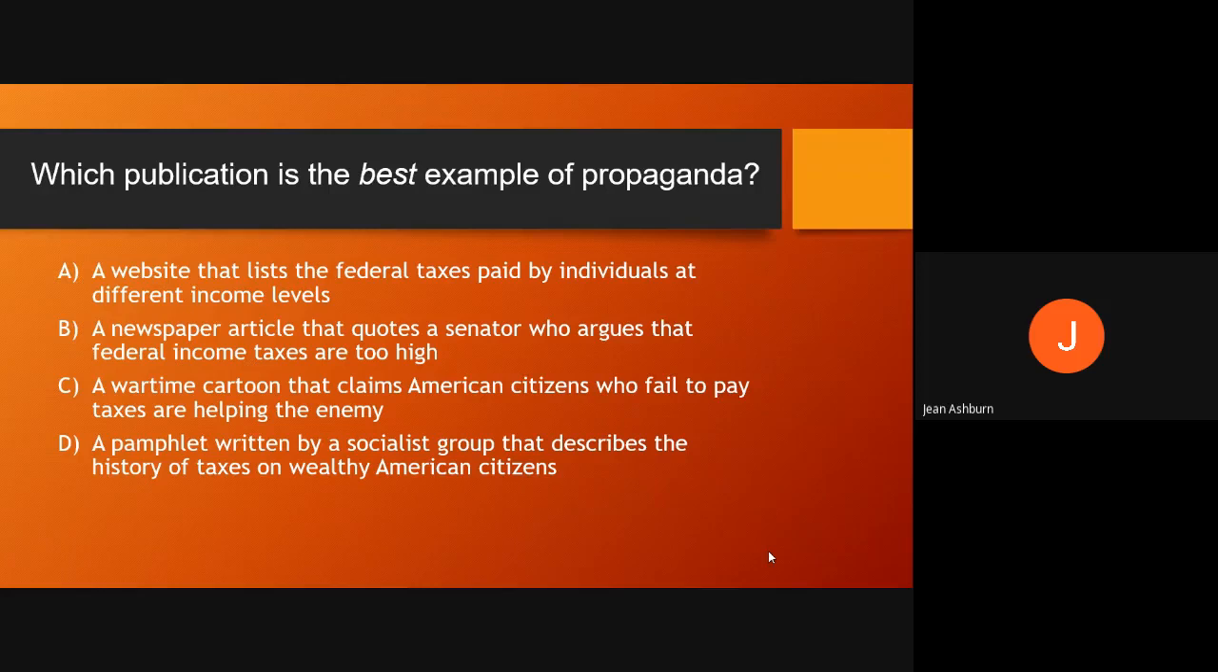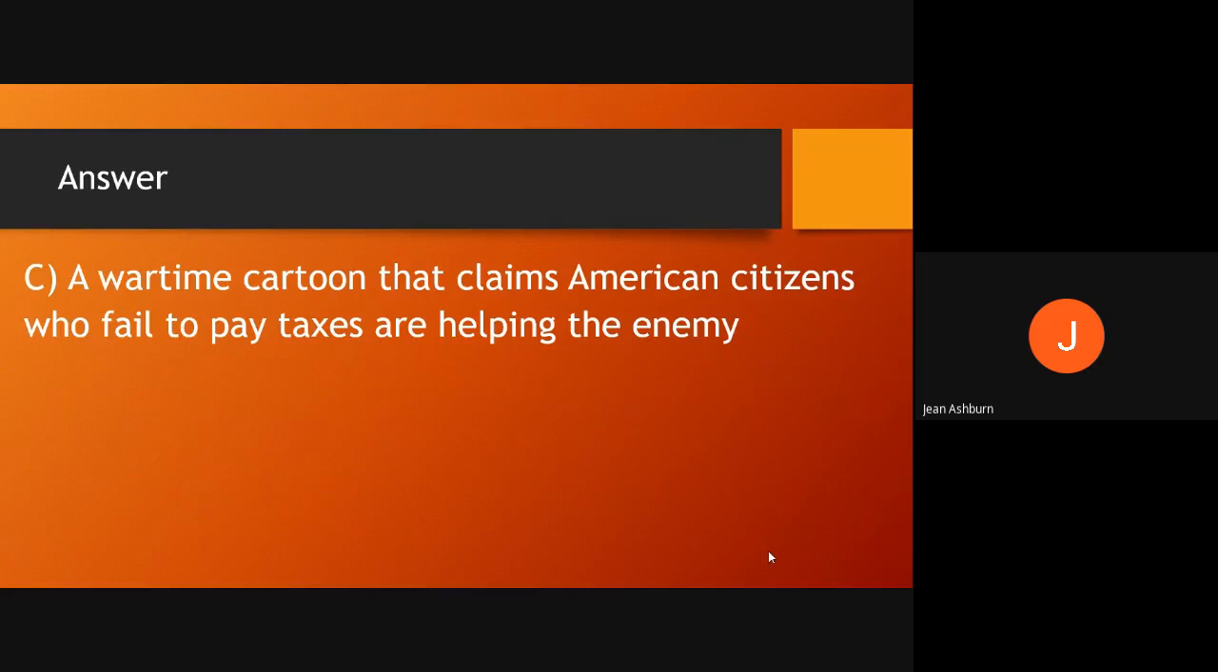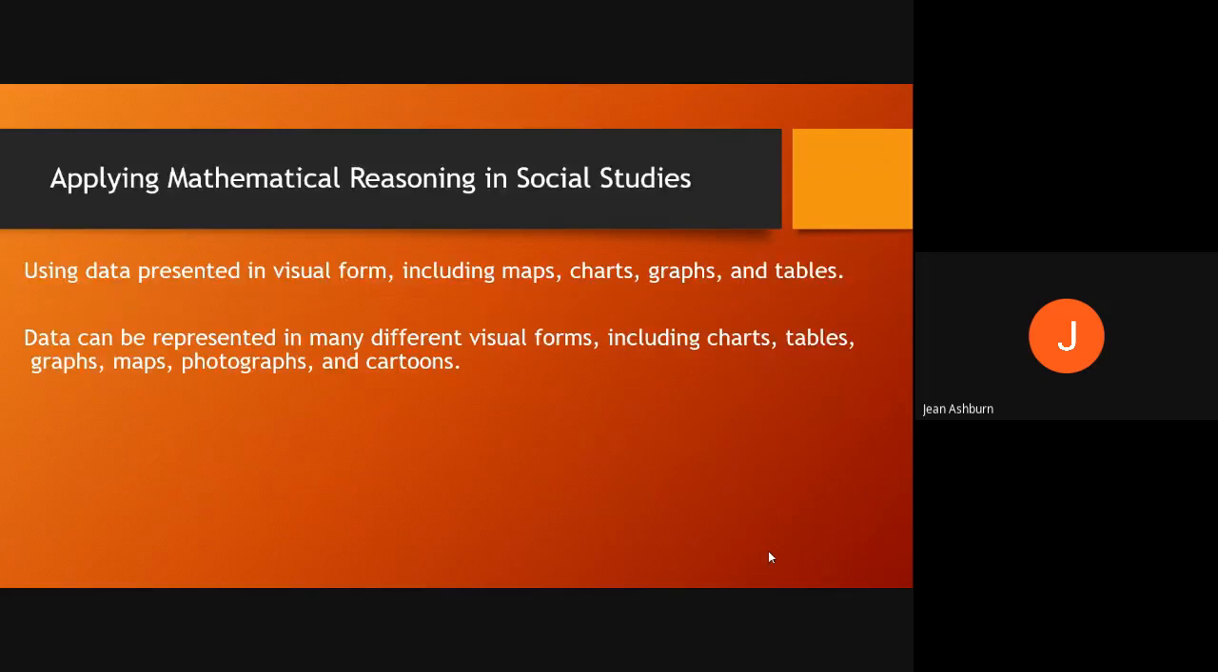And which answer did you choose? The correct answer is C, a wartime cartoon that claims American citizens who fail to pay taxes are helping the enemy. Our last topic for today is applying mathematical reasoning in social studies. You will be using data presented in visual form, including maps, charts, graphs, and tables. That data can be presented in many different visual forms, which also include maps, photographs, and cartoons.